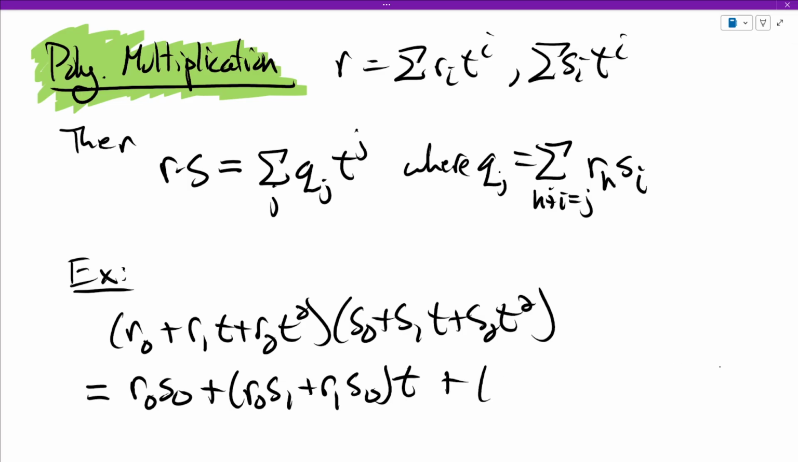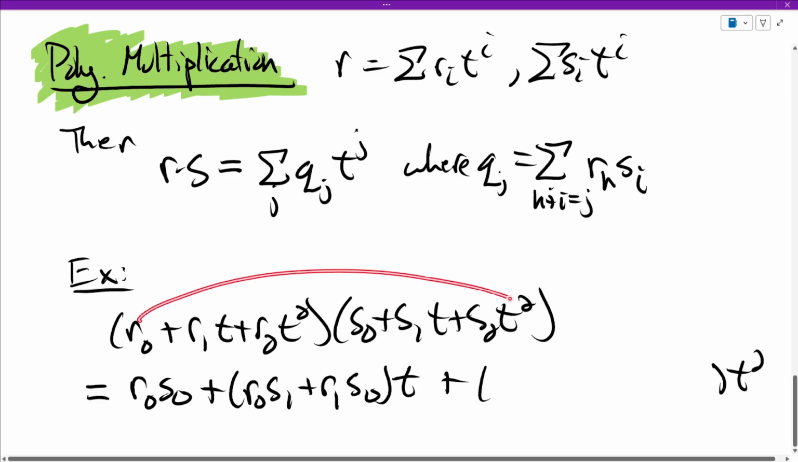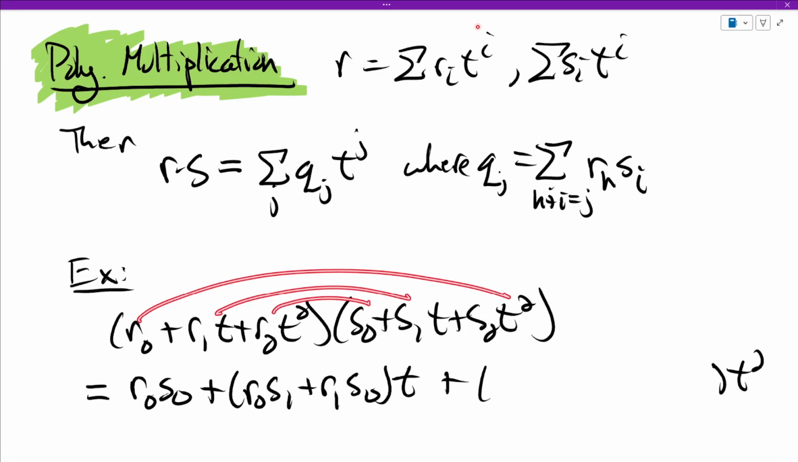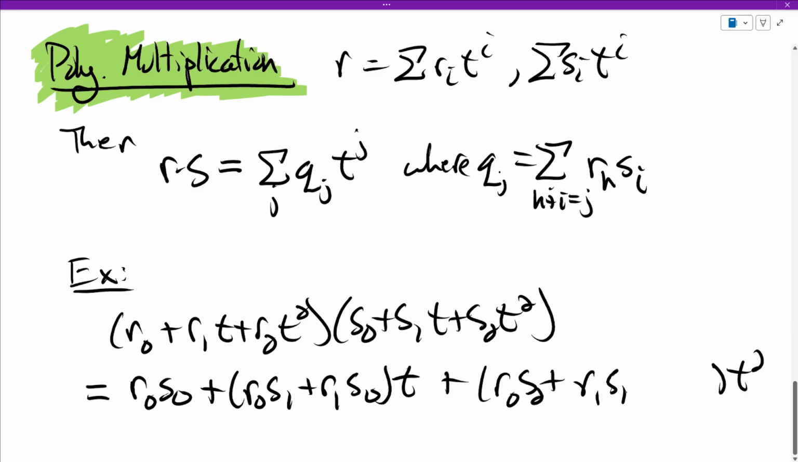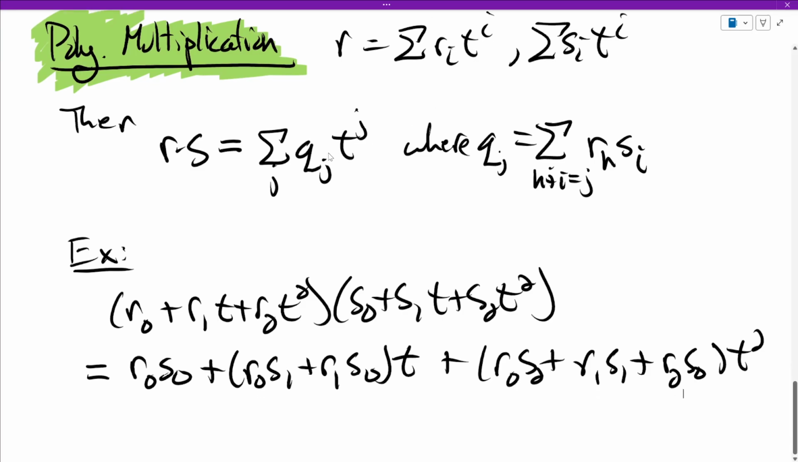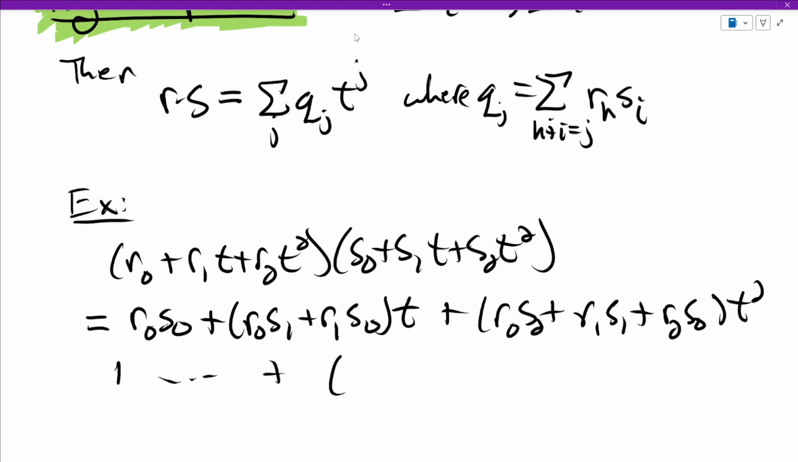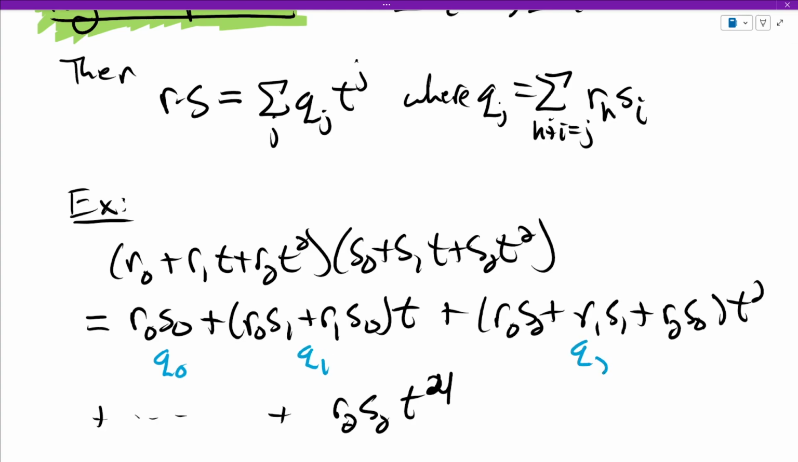All right, how can we get a quadratic term? Well, we can get an R_0 S_2, an R_1 S_1, or an R_2 S_0. That's the only way to get a t squared. So we write that out: R_0 S_2 plus R_1 S_1 plus R_2 S_0. And so on. You're going to keep going until you get to the top term in this expression. It could be that R_2 or S_2 is 0, we don't know. But the top term here is going to be R_2 S_2 t to the fourth. Notice the indices still sum to 4. They sum to the degree. So in the notation from before, this is our Q_0, this is our Q_1, this is our Q_2, and so on. We're going to have a Q_3, but this is our Q_4.